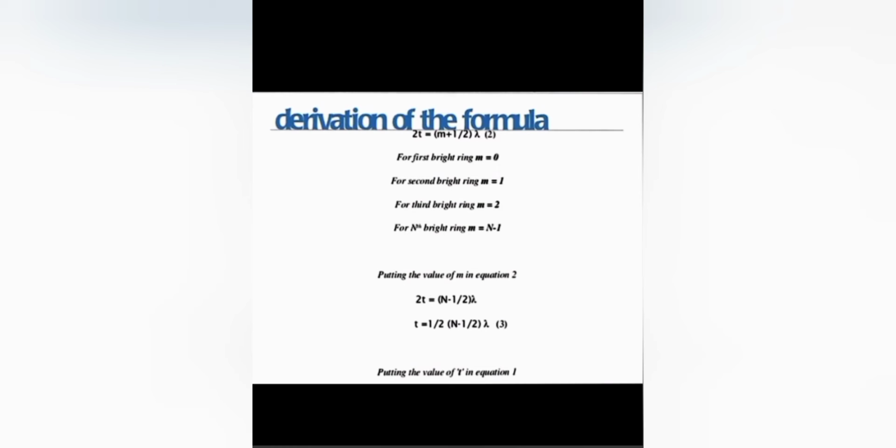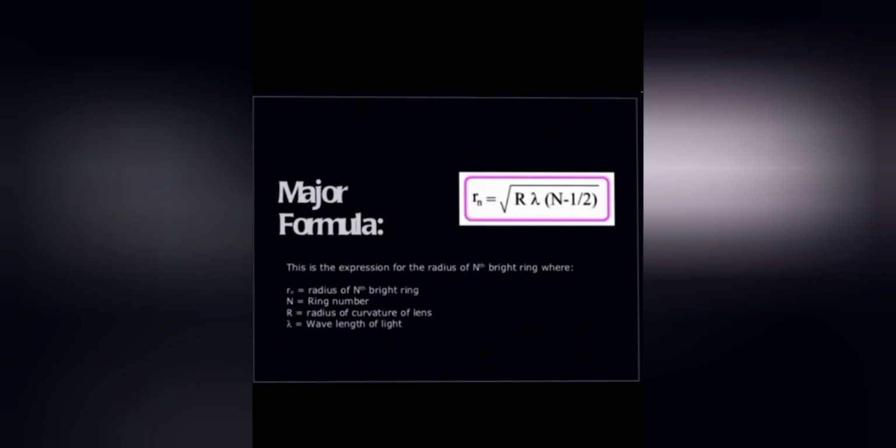Putting the value of m in equation 2, we have 2t equal to (n minus 1 by 2) lambda. From 2t, the 2 goes to the denominator. Now we are left with t equal to 1 by 2 (n minus 1 by 2) lambda, equation 3. Putting the value of t in equation 1, we get Rn equal to root under r lambda (n minus 1 by 2).